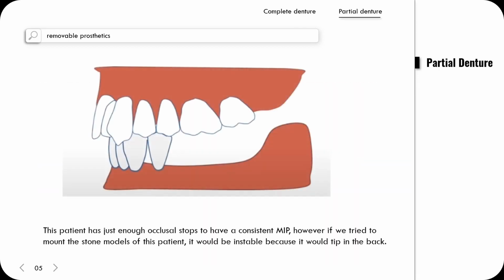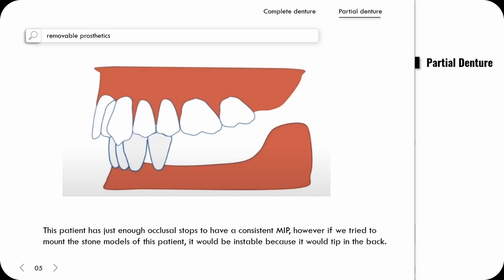What is kind of typical to see is patients that have missing posterior teeth, and they do have a maximum intercuspation position, so they have just enough teeth where the teeth will interdigitate and they can consistently go into that same bite every time.